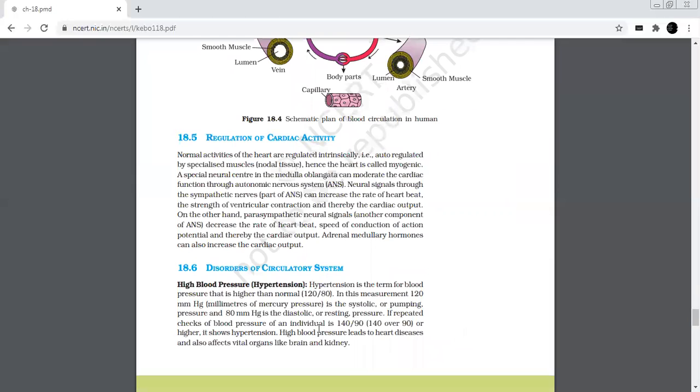Now let us talk about regulation of cardiac activity. The normal activity of the heart is intrinsically regulated, that is, auto-regulated by specialized muscle. Thus the heart is known as a myogenic heart. The neurogenic heartbeat is initiated by nerve impulse, as in annelida and arthropoda. The rate of its formation and conduction is regulated by neural regulation and hormonal regulation.